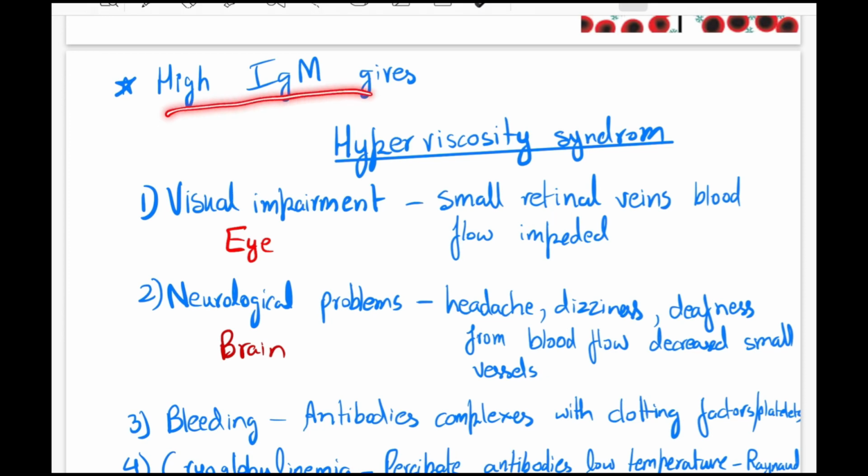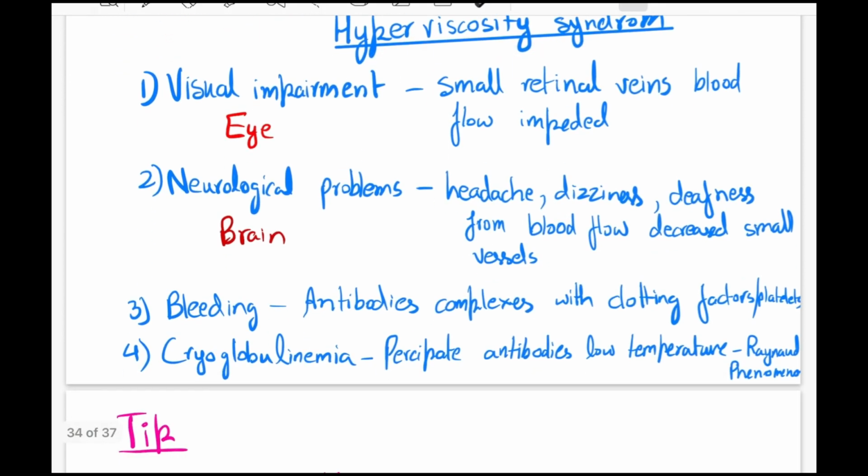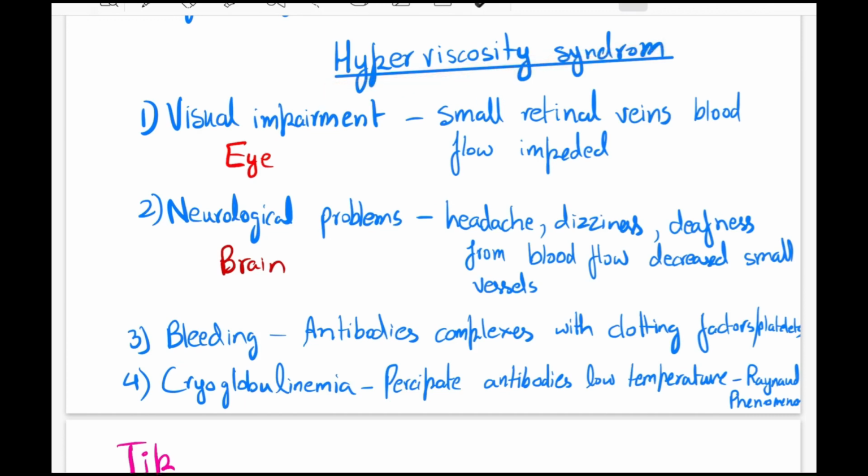So high IgM gives you hyperviscosity syndrome, and the main effects of hyperviscosity syndrome are visual impairment as small retinal vessels blood flow is impeded, neurological problems like headache, dizziness, deafness from blood flow decreased in small vessels, bleeding from the antibodies complexes with clotting factors and platelets, and cryoglobulinemia is the precipitate antibodies at low temperature causing Raynaud phenomena and purpura. So remember, visual impairment for eye, neurological problem for brain, bleeding, and cryoglobulinemia.